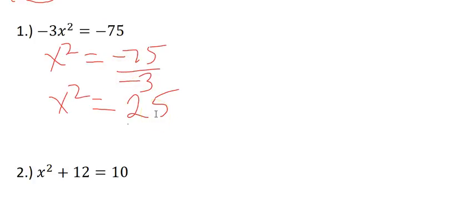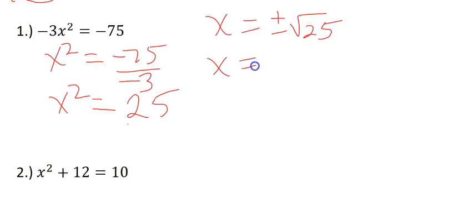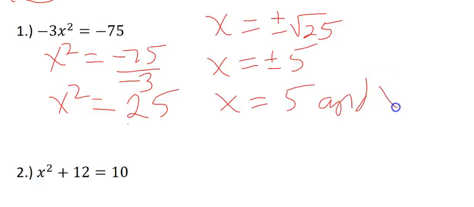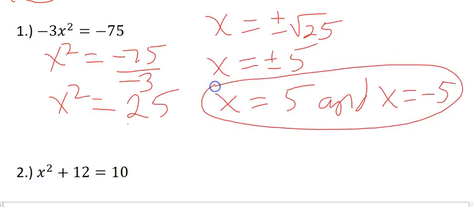So now x squared is 25. So take the square root of both sides. So x is going to be positive and negative square root of 25. Square root of 25 is 5. So x is equal to 5, and x is equal to -5. Okay, that's it. Next.